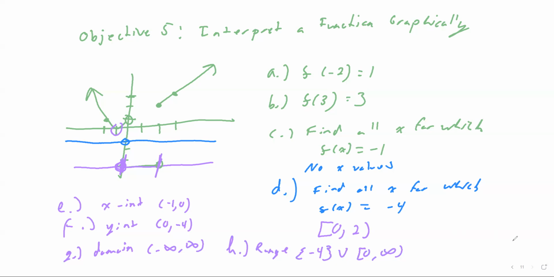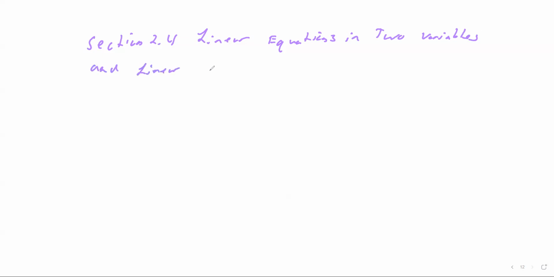So let's jump right into section 2.4, which in this case will be linear equations in 2 variables and linear functions. So hopefully this one feels more like algebra 1.